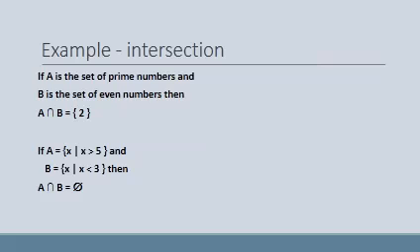If A is the set of prime numbers and B is the set of even numbers, then A intersection B is only 2. But if A is all the numbers that are greater than 5 and B are all the numbers that are less than 3, then A intersection B is the empty set. It means nothing. I can't find an intersection.